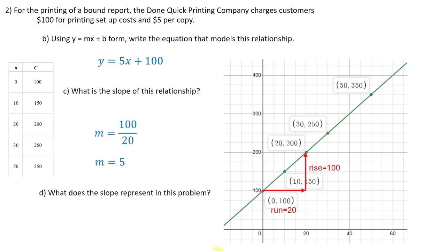And what does the slope represent in this problem? Well, it represents the cost per copy. Seem to have written the amount that is charged per hour, but that's not quite right. It's the amount that is charged per copy.